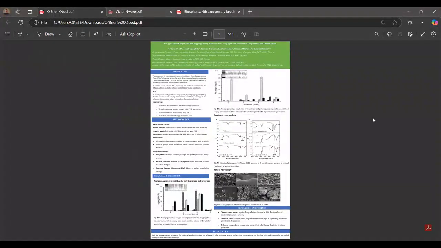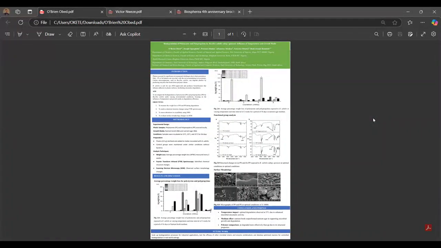My topic here is on biodegradation of polystyrene and polypropylene by Bacillus subtilis, using the influence of temperature and growth media. These are the two parameters I'll be looking at in my poster presentation.